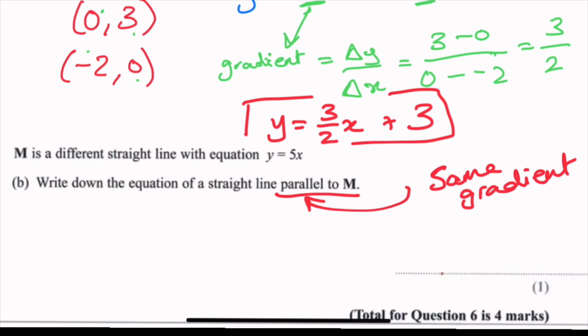So the gradient here is the value in front of the x, which is the 5. So as long as I have 5x in this, I can write whatever I want. So y equals 5x. This has the same gradient. I'm just going to add a +2 on the end for the sake of it. This 2 could be anything you want. It could be +5, could be +10, could be -7. Doesn't matter.